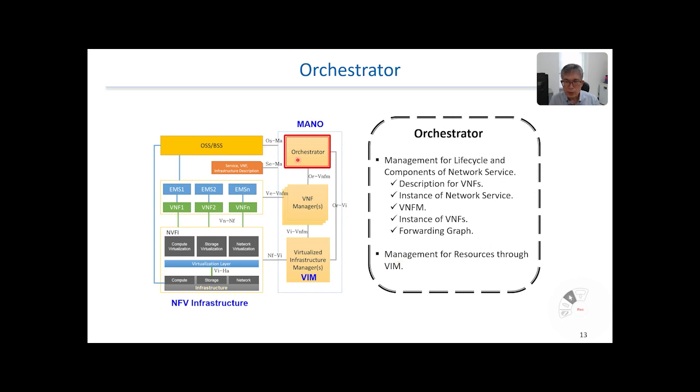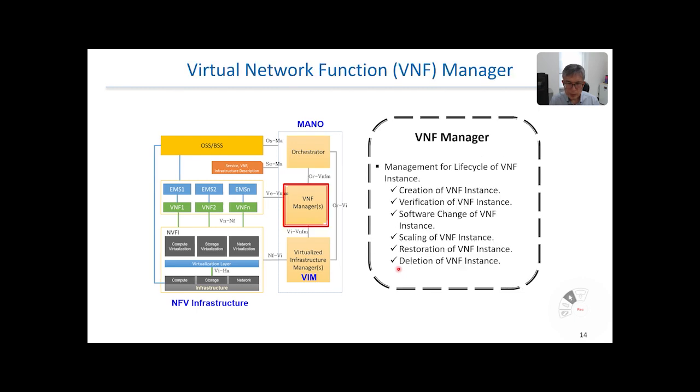Typically MANO is an important component because this is the brain of the NFV framework. The first component, the MANO orchestrator, manages the lifecycle and components of a network service. Descriptions for NFV instances of network services, VNF managers, instances of VNFs, and forwarding graphs are handled. And also management of resources through VIM is performed.